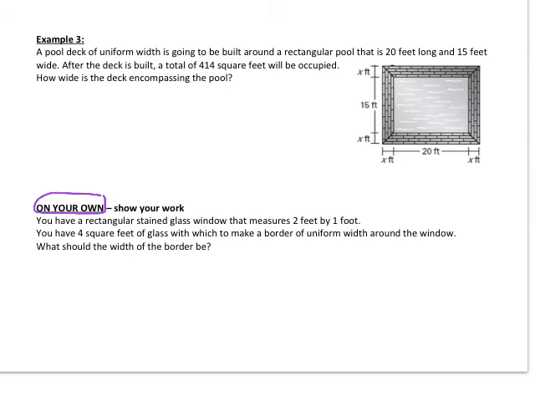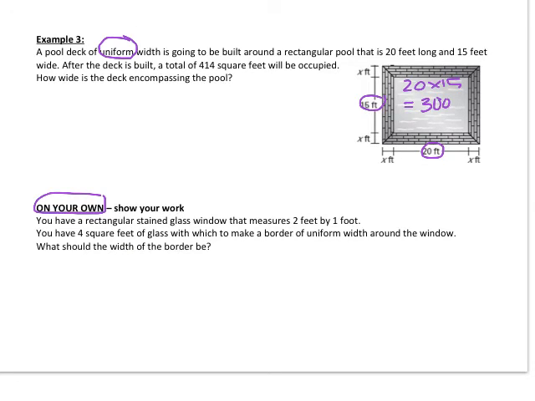It says a pool deck of uniform width is going to be built around a rectangular pool. Uniform width just means that the width of the deck is going to be the same on all the sides. So the pool itself is 20 by 15. Well, 20 times 15 is going to give the area of just the pool.